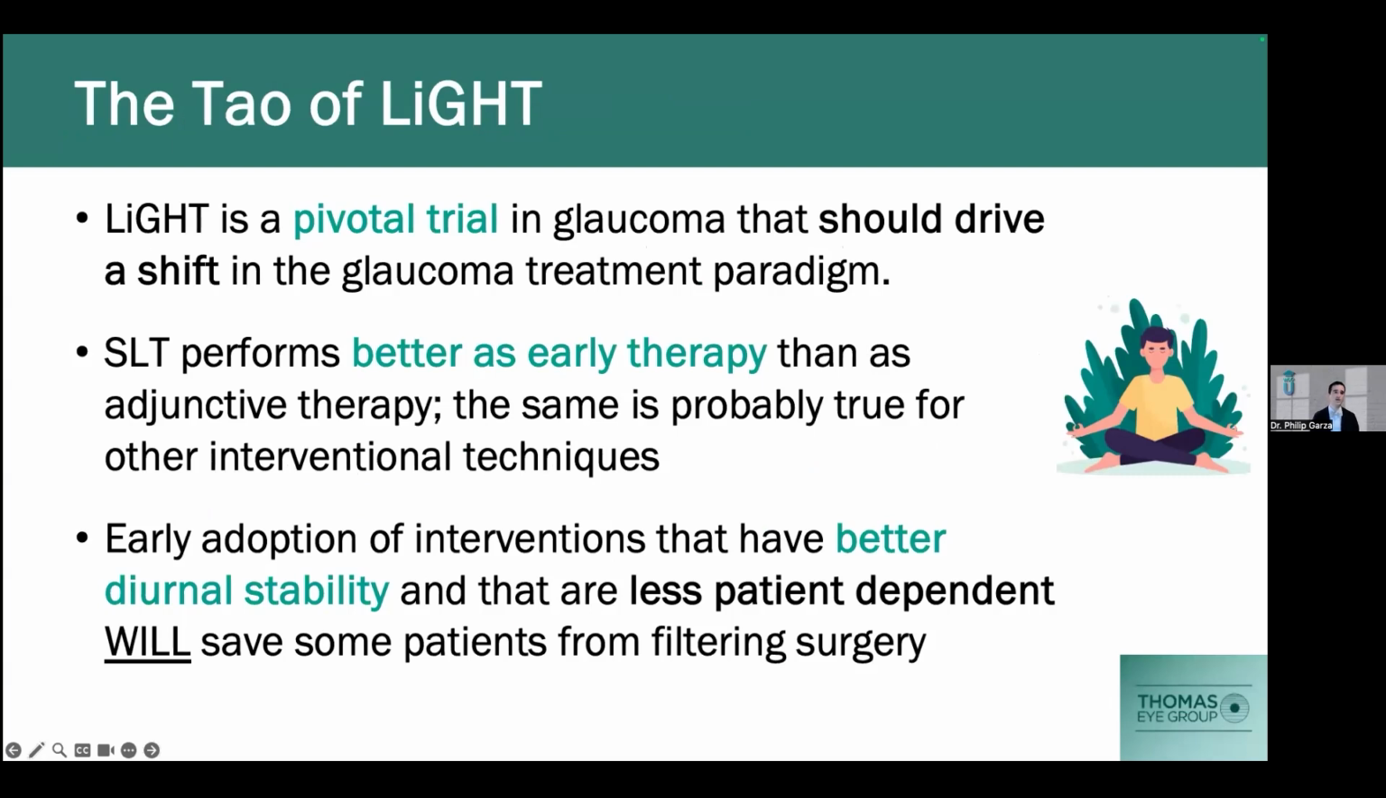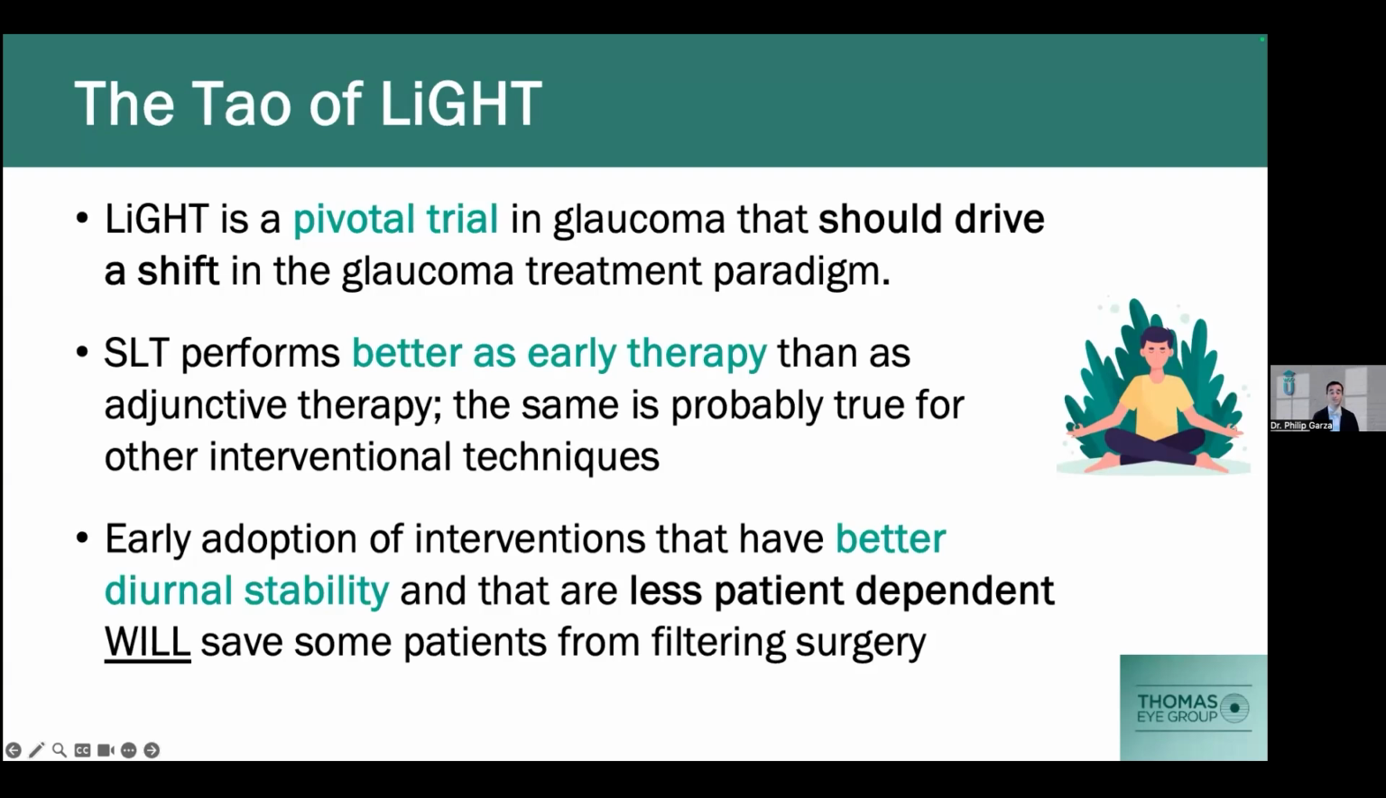So this is what I call the Tao of LIGHT. We have to recognize that this is a pivotal trial in glaucoma. It is as big as any other study, and it should drive a shift in the glaucoma paradigm. My takeaway is that SLT is better as early therapy than as adjunctive therapy, as we had used it in the past. And that's probably true for other interventional techniques. Now, we can't say that with as great a certainty as we can about SLT, but the principles are the same, right?